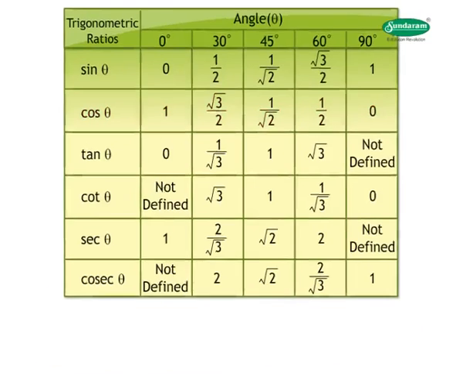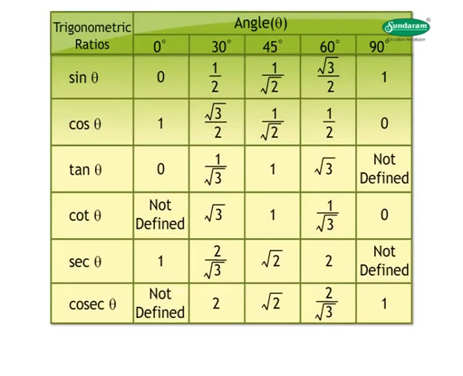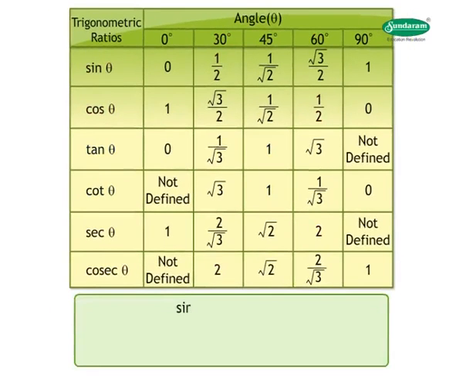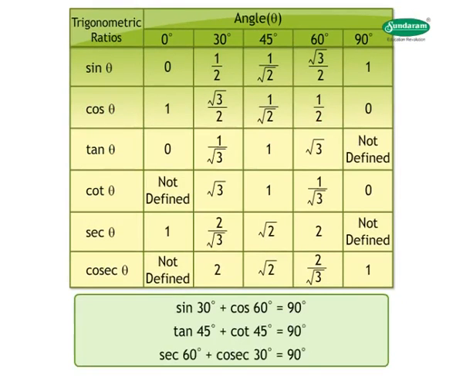Did you observe any relation between the pair sin 30 degrees and cos 60 degrees, tan 45 degrees and cot 45 degrees, also sec 60 degrees and cosec 30 degrees? Each pair has the same value, each pair having their angles as complementary angles, that is, the sum of the angles is 90 degrees.